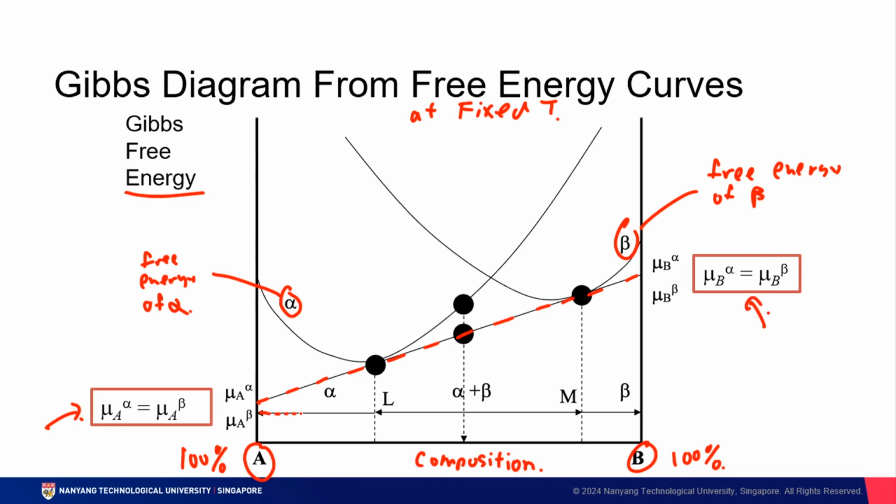Here, in this regime, the alpha phase is the most stable. In this regime, the beta phase is the most stable. Where things get interesting, however, is this region over here between L and M, where both the alpha and beta phase can coexist in different compositional mixtures.